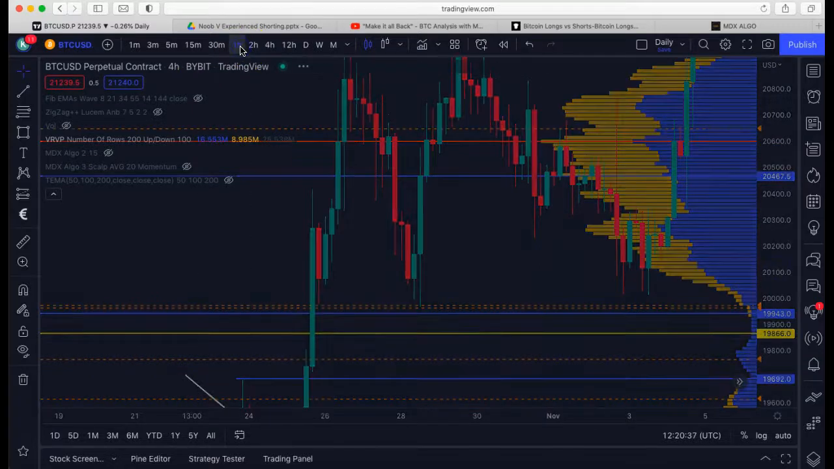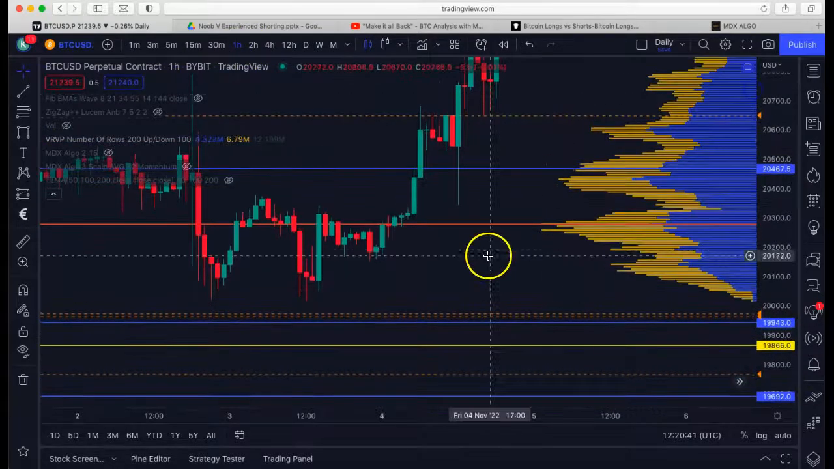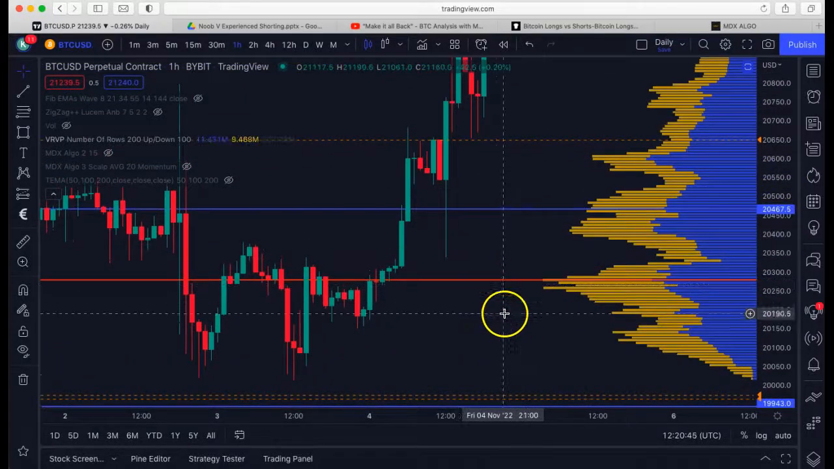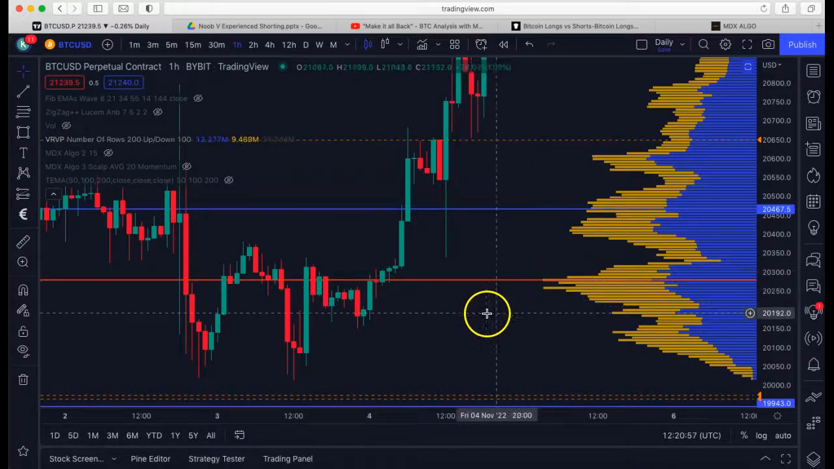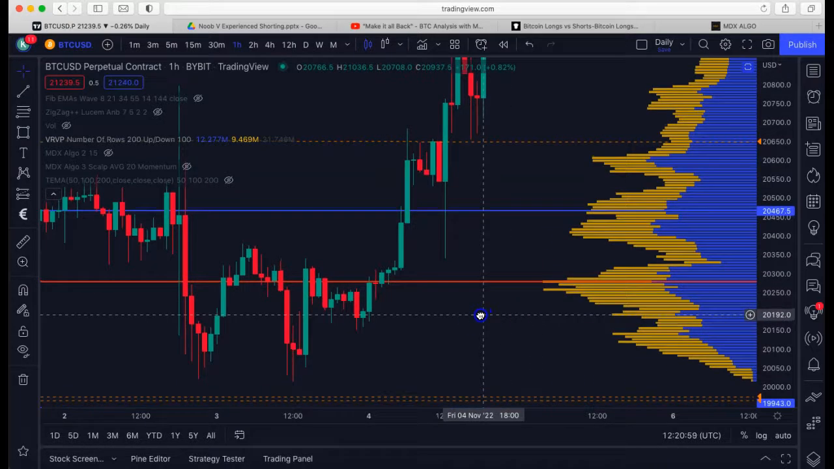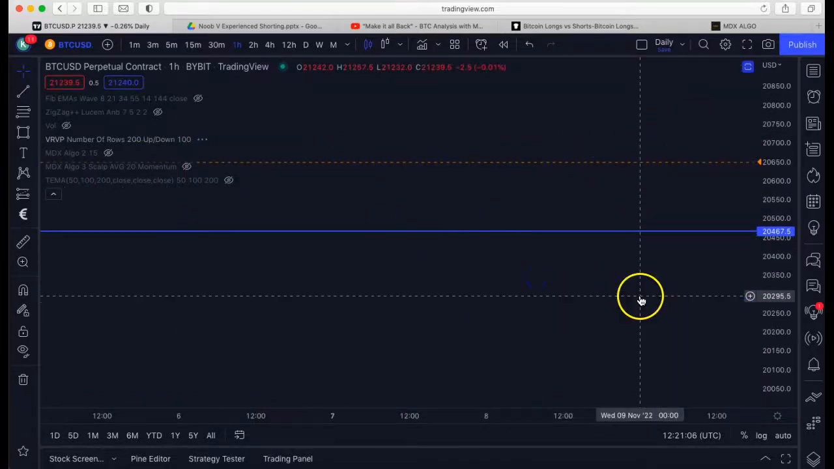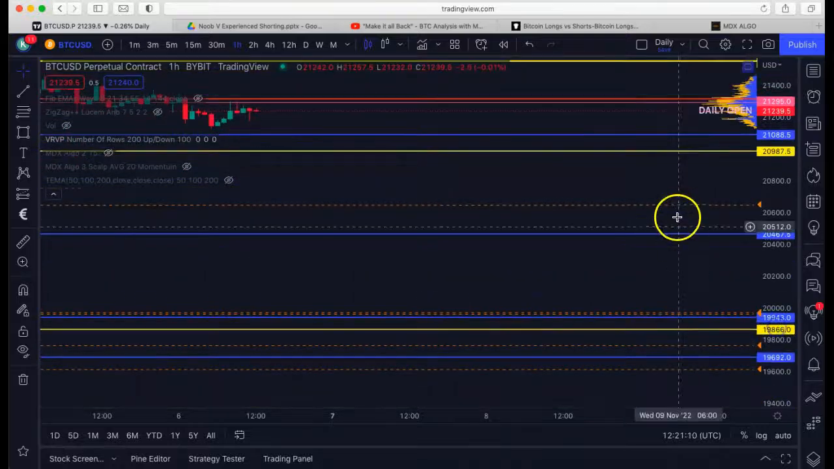And you can also use the 1 hour point of control and VPVR as well. So recently, for example, the VPVR has been around, in my case, 20,270. I generally would not use VPVR below 1 hour. I like using VPVR on the 1 hour, 4 hour, and sometimes on the daily as well, because sometimes price is attracted to the VPVR, often like a magnet.